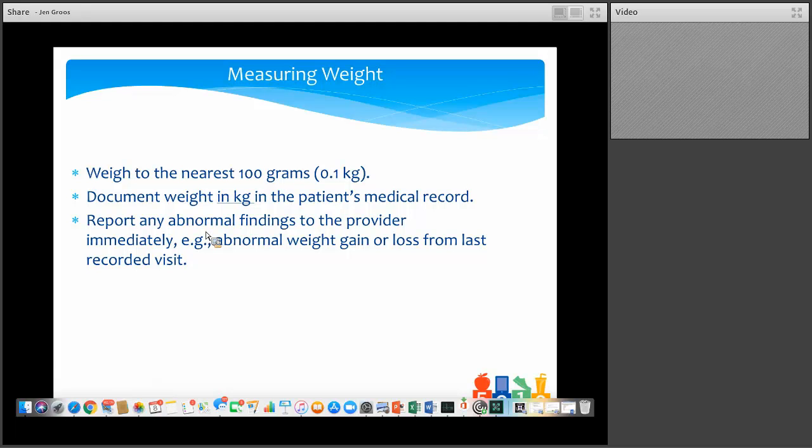When you're measuring weight, it's best to measure to the nearest 100 grams or 0.1 kilograms, and then document that weight in kilograms in the patient's medical record. And then it's best to document as close to the time that you're taking the measurement as possible, and then report any abnormalities to your provider.